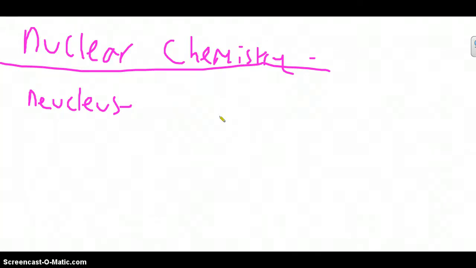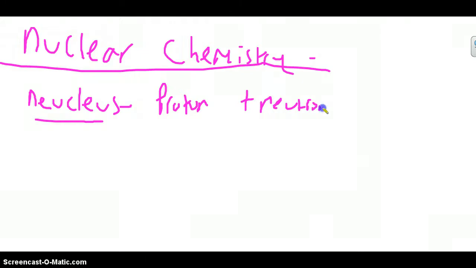So for nuclear chemistry, we're always going to start with the nucleus, because that's nuclear to nucleus, yeah. And we know the two particles inside the nucleus, the subatomic particles, are called the protons and neutrons, right? So proton and neutron, and that's what's in the nucleus. On the outside, we have an electron cloud, which contains electrons, right? And we know protons have a +1 charge and neutrons have no charge.